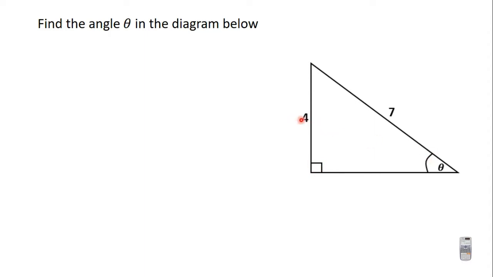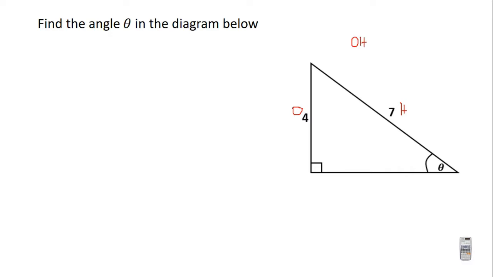This side is opposite to theta and this side is the hypotenuse because it is the longest side. Looking at the diagram, you can see that that is the longest side, or is the side facing the 90 degrees. So this side here is the hypotenuse, and here is opposite. So we are looking for theta. We have opposite, we have hypotenuse.